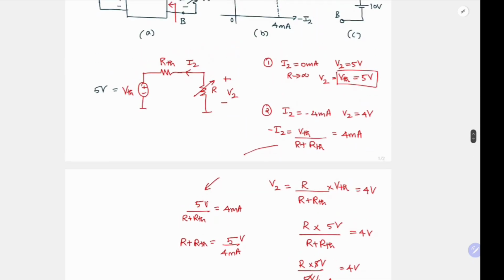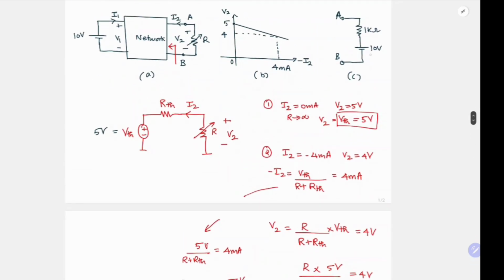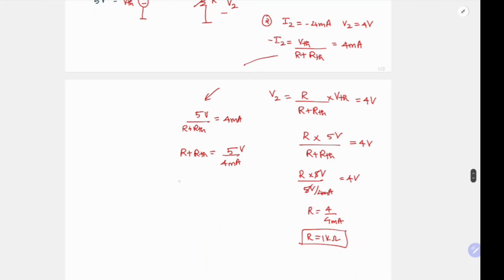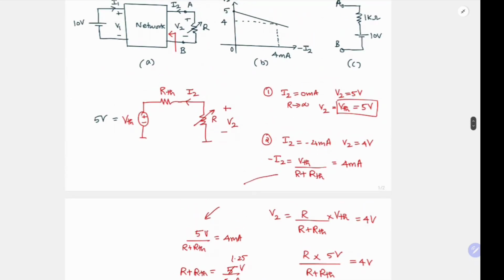But you are not interested in R. Anyway, you are replacing it with this 1 kilo ohm with 10 volt. So you need to find RTH. What can you do? You just substitute it here. So 1 kilo ohm plus RTH is equal to 5 by 4 milliamp, which is nothing but 1.25 kilo ohm. So your RTH value is 0.25 kilo ohm. Okay, so this is your Thevenin equivalent.